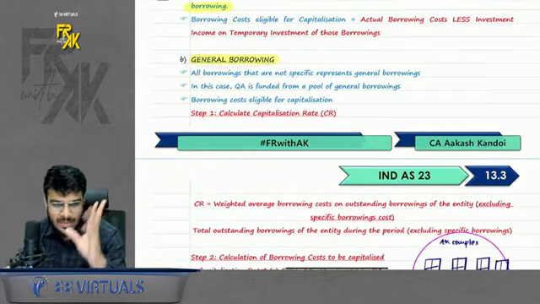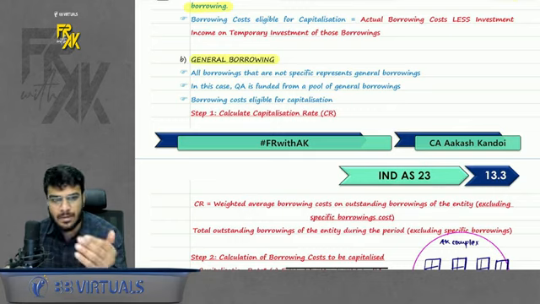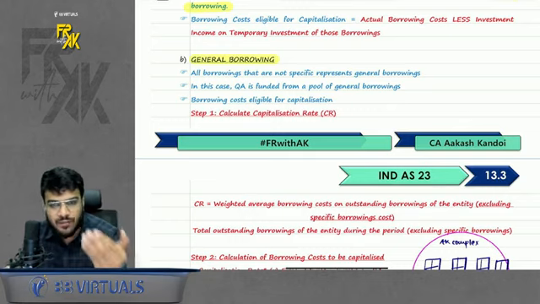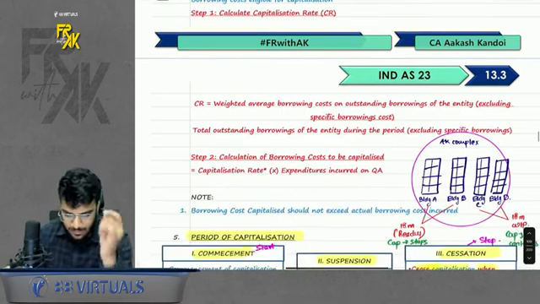In general borrowing, there are two steps involved. First step is finding the capitalization rate. Let's say there is a pool of funds, there are multiple loans which are there. So you will find a weighted average cost of capital. How will you find it? Total interest which is weighted average divided by total borrowings which is weighted average into 100. You will get a rate. Okay, and then that is step number 1.